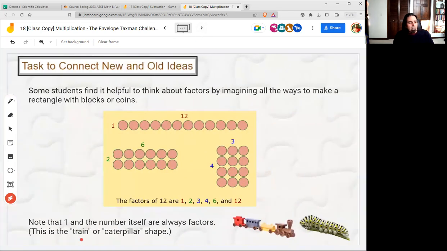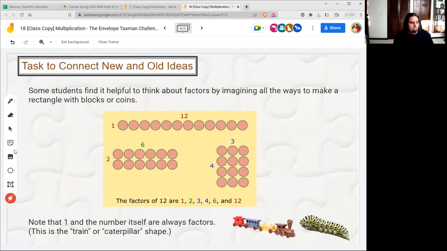So if you're thinking about factors for the first time in a long time, then a lot of people like this picture. Think about all the ways to make a rectangle with blocks and coins. So what are the factors of 12? You could make it this way, like the train or caterpillar, just a long line, 12 times 1. You could make this rectangle 6 and 2. You can make this rectangle 3 and 4. And that's all you can do.